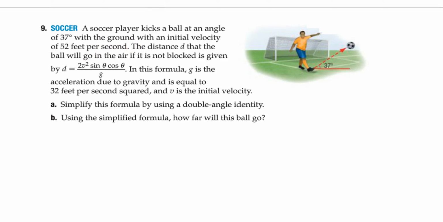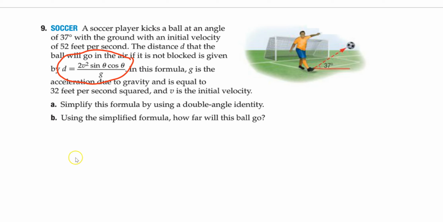Let's do a quick application problem. A soccer player kicks a ball at an angle of 37 degrees with the ground with an initial velocity of 52 feet per second. The distance d, the ball will go in the air if it is not blocked, is given by this formula. In this formula, g is the acceleration due to gravity, and it's equal to 32 feet per second squared. And v is the initial velocity. Simplify the formula using double angle identity. So they want me to simplify this.